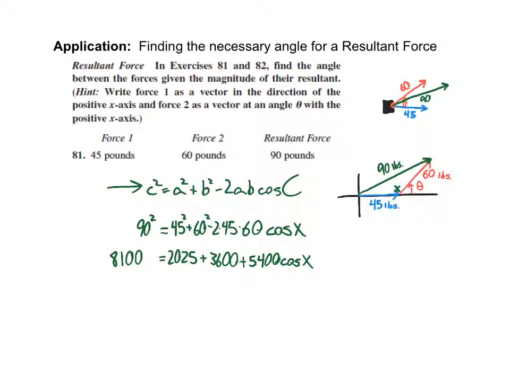Alright, so we subtract the 2025, we subtract the 3600, and we get 2475. Someone with the calculator should probably be checking me on these. I feel like your math's probably better than my calculator. Alright, so that's right. We divide by 5400, cosine x, and we get 0.4583. Just leave that in your calculator.